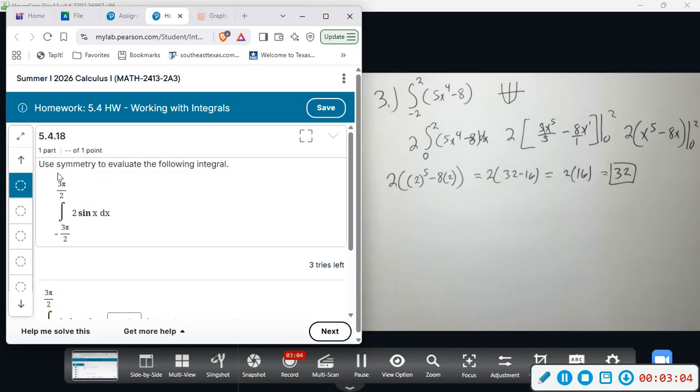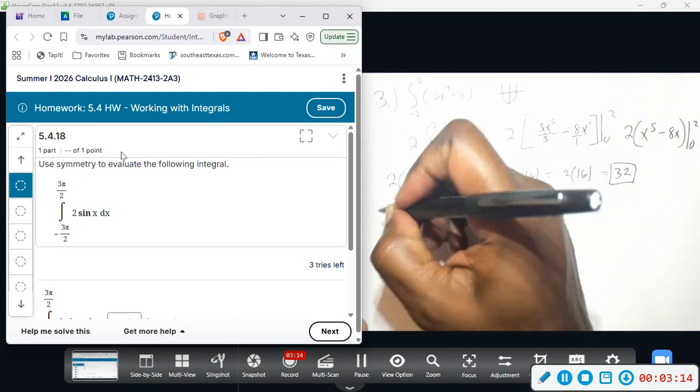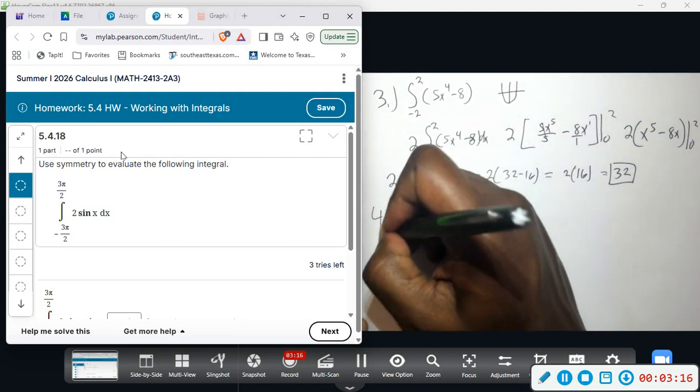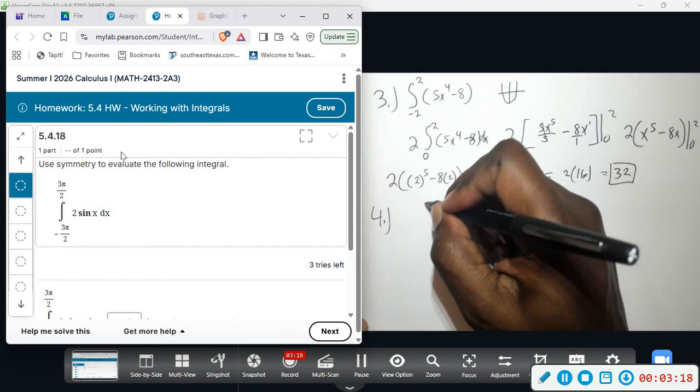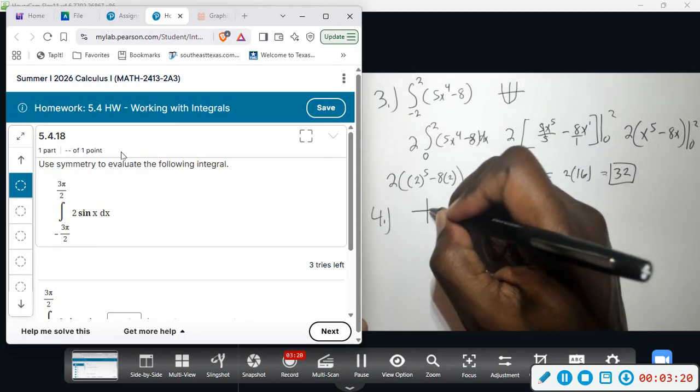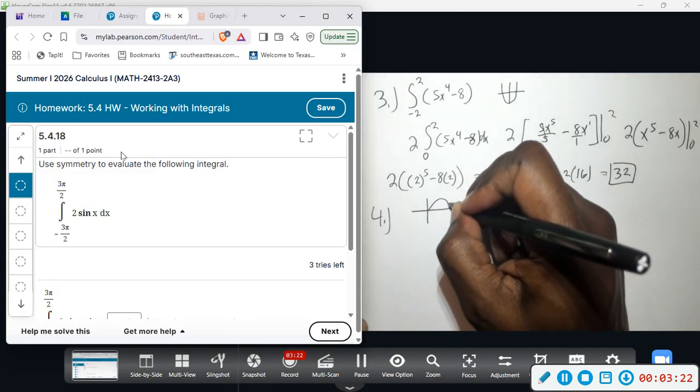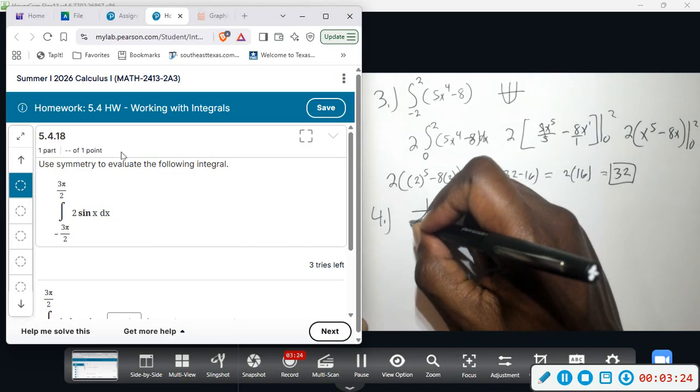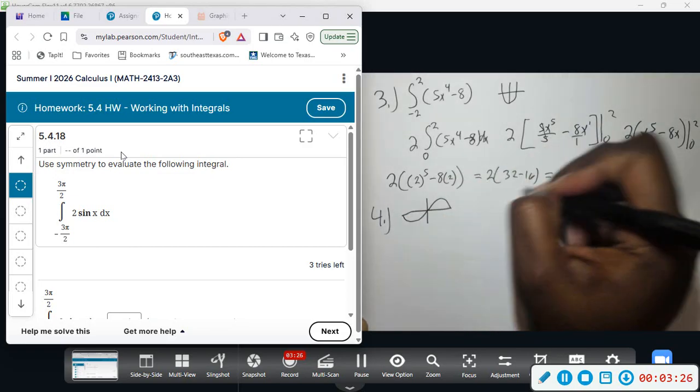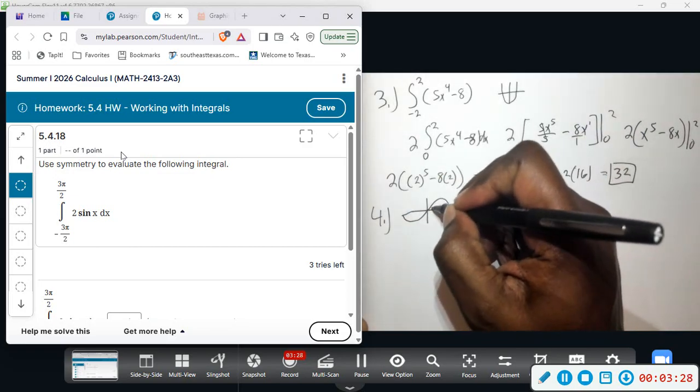Four, use symmetry to evaluate the following integral. We are going from 3 pi over 2 to -3 pi over 2. Now, if you know what sine looks like about the origin, sine starts in the middle, goes up, and goes down, and then it just continues that cycle up and down. So this is an odd function.